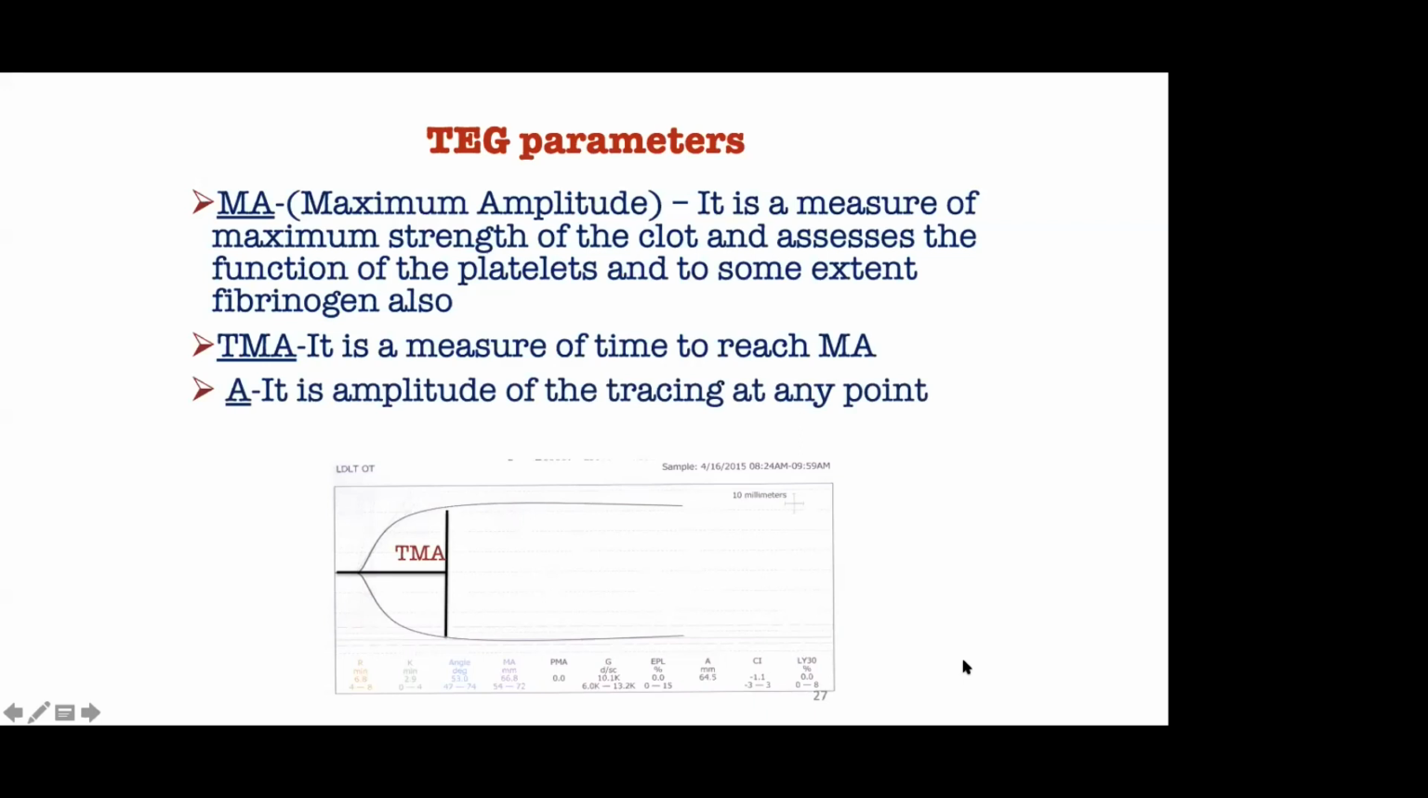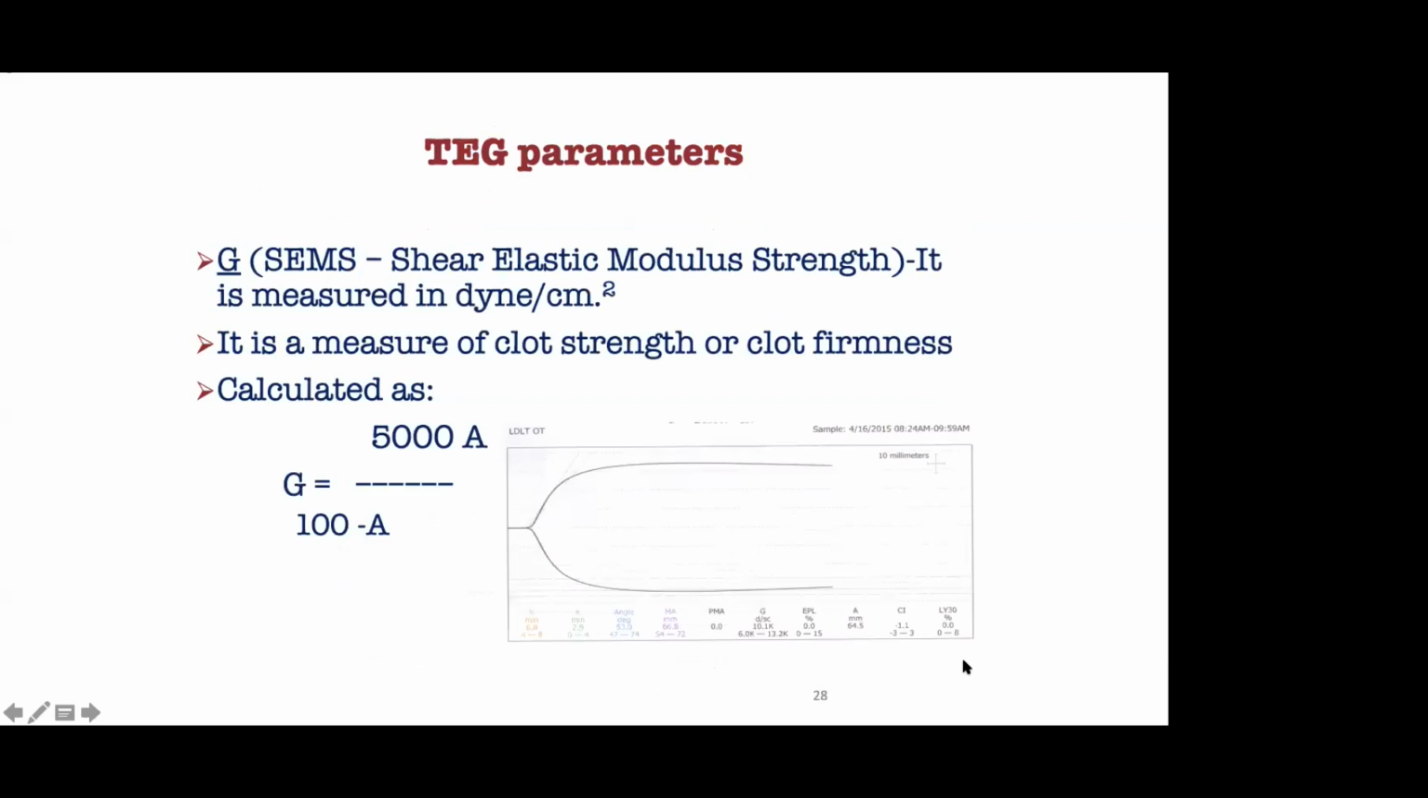A is the amplitude of the tracing at any point, so that is the MA at its maximum. Another component is A, which, wherever you measure it, is known as A. G is the shear elastic modulus strength. It is measured in dynes per square centimeter. It is a measure of the clot strength and clot firmness, and is calculated.